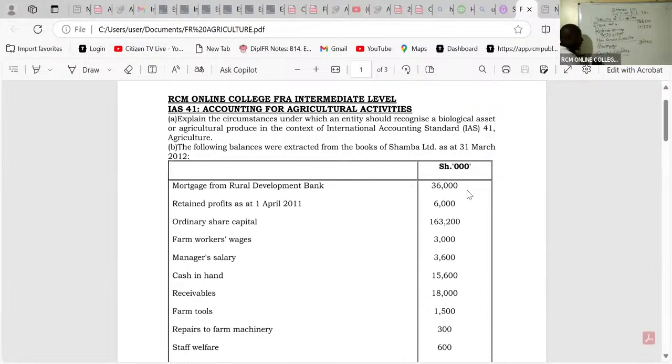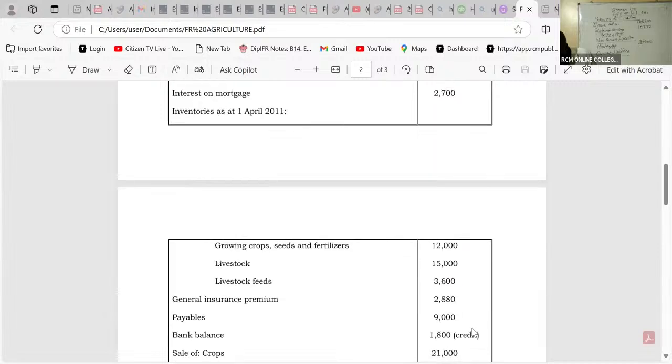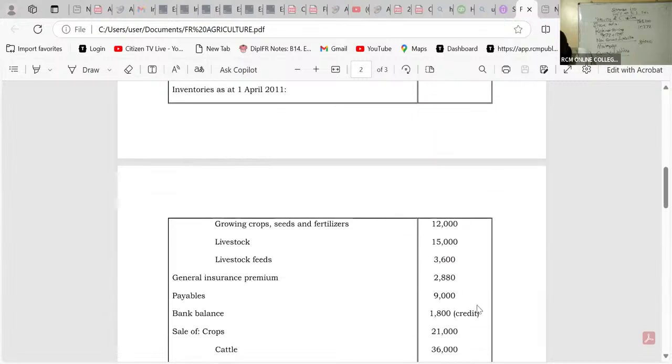So current liabilities, ladies and gentlemen, what do we have there? Very many. We have payables. If we come here, you will see a place where we have payables. Payables of how much? 9,000, isn't it? Payables of 9,000.